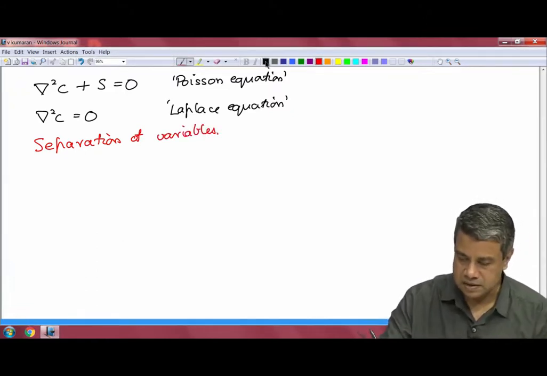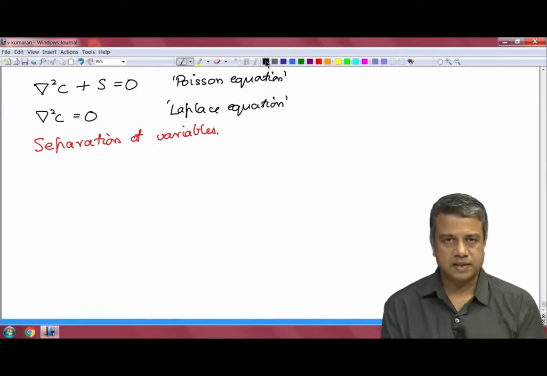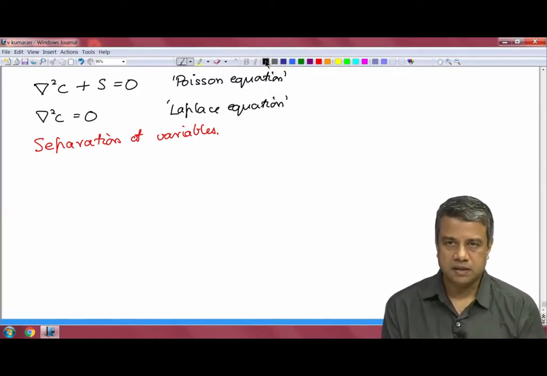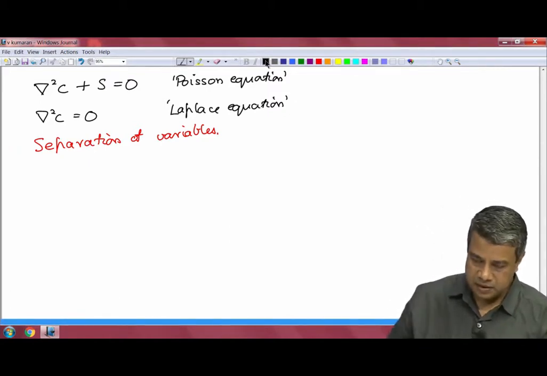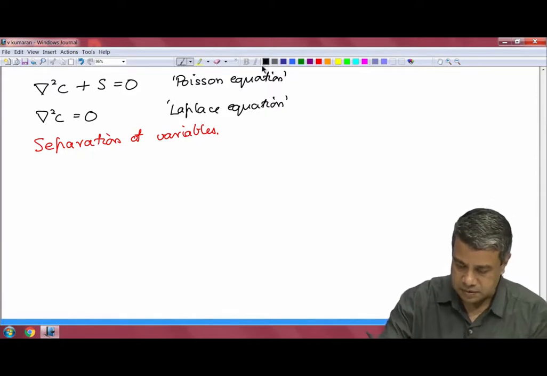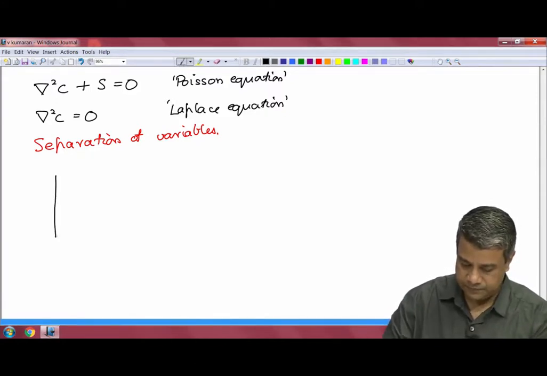And I will illustrate this with two examples in a Cartesian coordinate system, and then I will proceed to looking at examples in a spherical coordinate system. Okay. So, the first example in a Cartesian coordinate system.